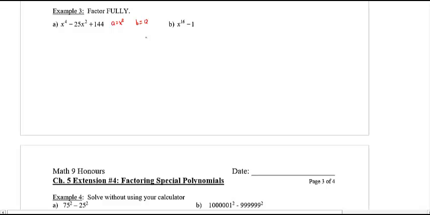Oh, wait a minute. 12x squared times 2, that's 24. Oh, that's 25. So maybe this is not a perfect square. So what can we do instead? Yeah, find two numbers that multiply to 144 and add to negative 25. I think there is a combination.